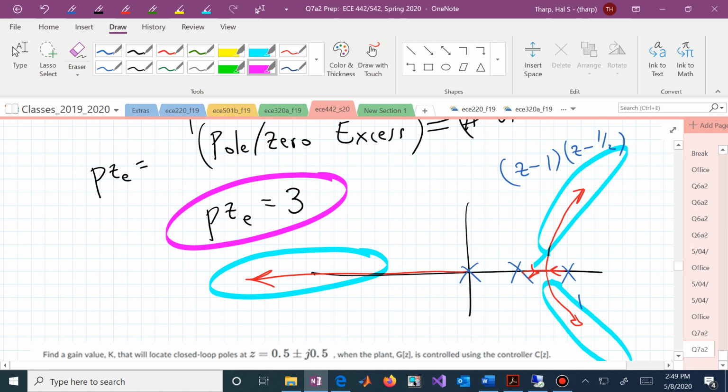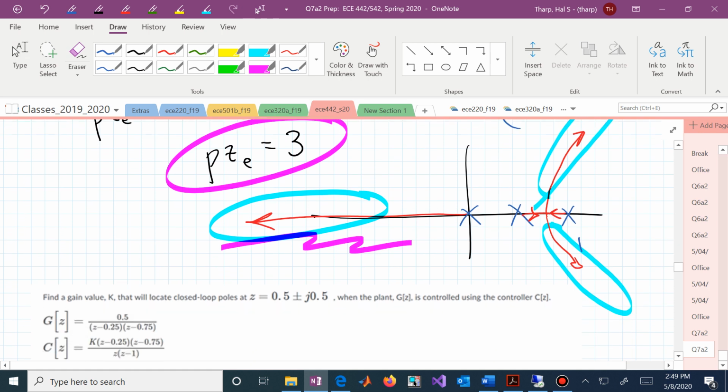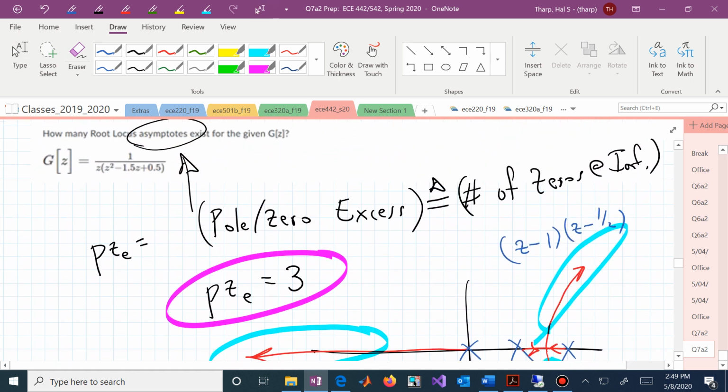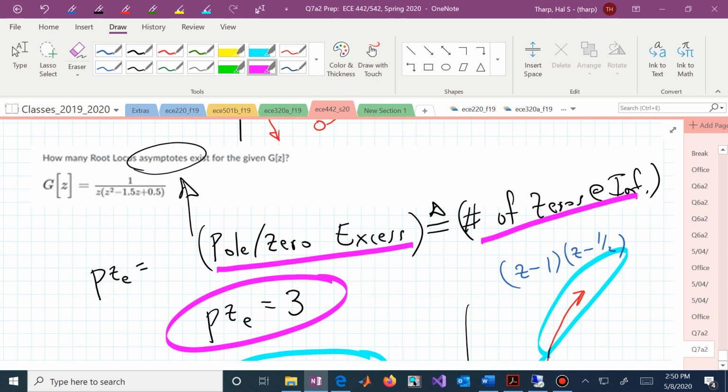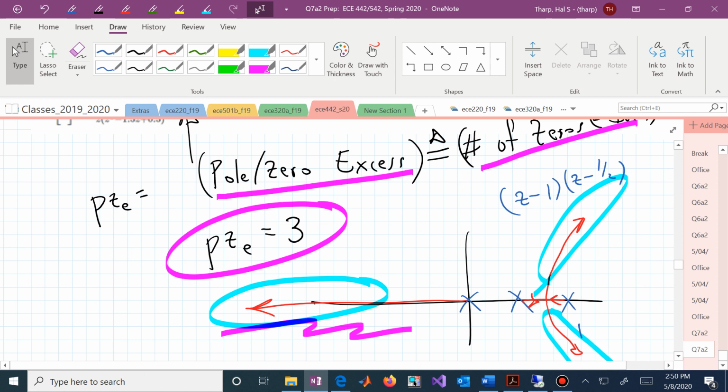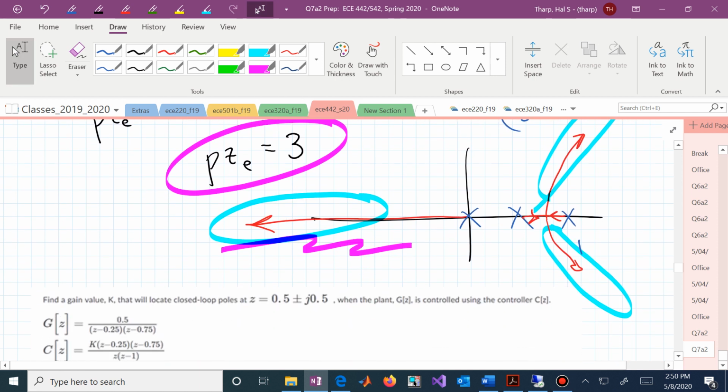Some people put 2 because maybe they forgot that that is actually an asymptote going off at minus 180. The number of asymptotes is going to equal our pole-zero excess, or if you think of it another way, you can say how many zeros do I have at infinity? That's how many root locus branches are going to be going towards those zeros at infinity, and that's how many asymptotes we actually have.